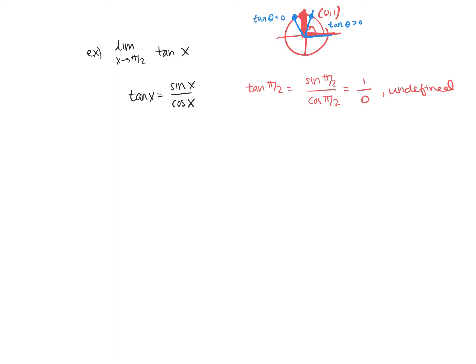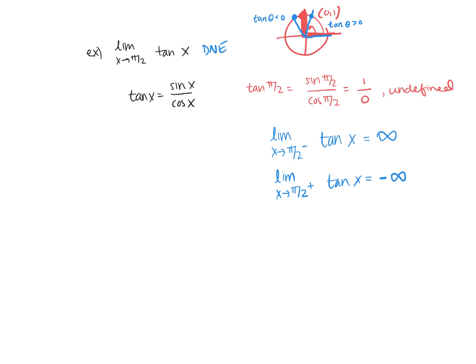So we're in a situation where if we approach pi over 2 from the left, if we choose an angle slightly smaller than pi over 2 but approaching pi over 2, our values are going to be positive and growing. And if we approach pi over 2 from the right, from the other way, our tangent values are going to be negative, but also growing in magnitude. And so overall, this limit does not exist.